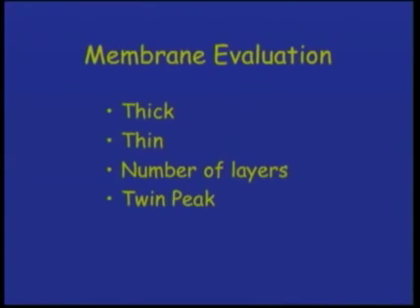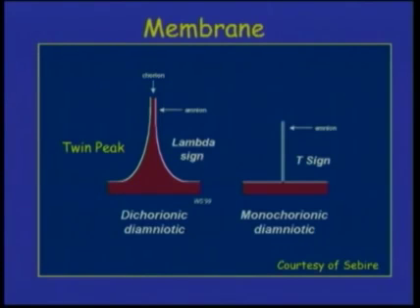When we evaluate that membrane, we need to determine whether it's thick, thin. Some people will actually look at the number of layers, but the twin peak is very important in making this differentiation. Now, Dr. Sebayer called it the lambda sign. Other people call it the twin peak. It basically is when placenta is growing up between the two layers of the amnion. Whereas in a monochorionic placentation, you can see that the placenta cannot grow up in between the two layers of the amnion because that chorion is holding it back.